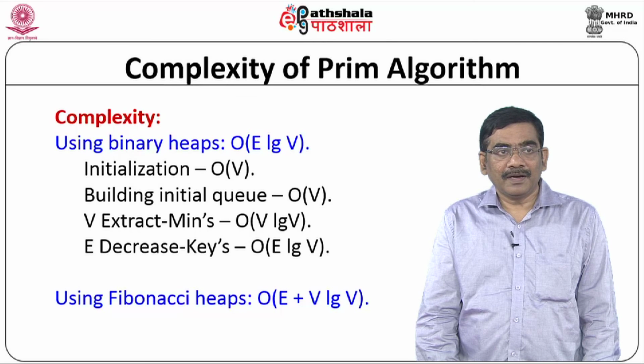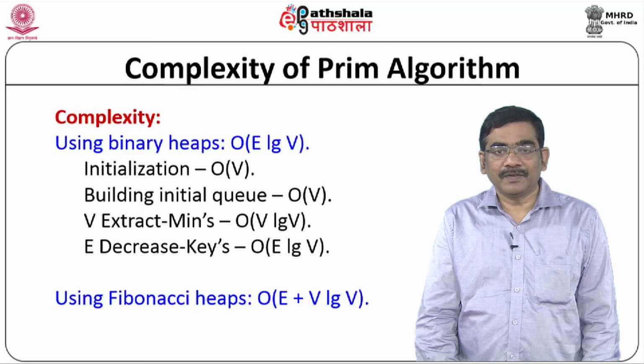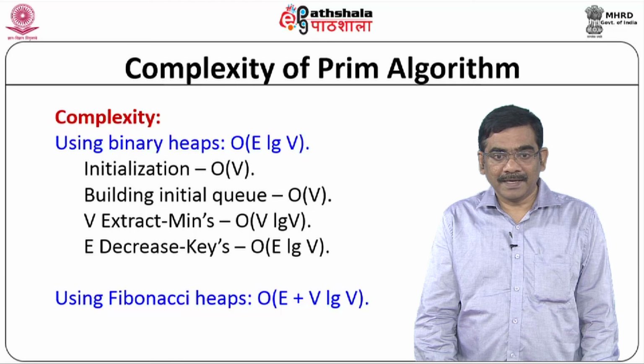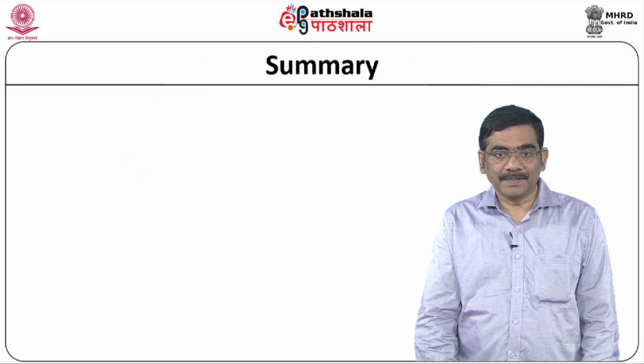If you go for a Fibonacci heap instead of the binary heap, the complexity comes as order of E plus V log V. This is the complexity analysis of Prim's algorithm.